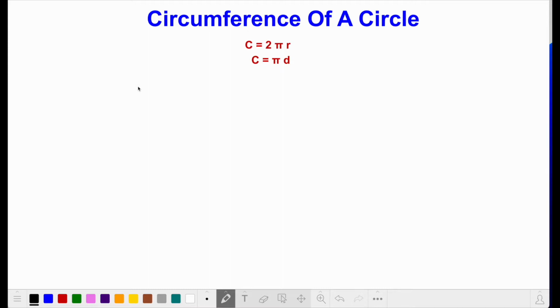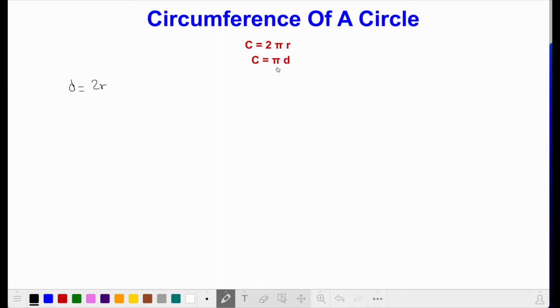Hi everyone, welcome back to Hain Academy, and in this video we're going over how to calculate the circumference of a circle. First of all, the circumference is the distance around the circle, or in other words, the perimeter of the circle. To find the circumference of a circle, we can use the formula in red right here, which is circumference is equal to 2 pi r, or we can use another formula, which is circumference is equal to pi d. As we all know, diameter is 2 times the radius. So we can use either of these formulas to calculate the circumference of the circle.